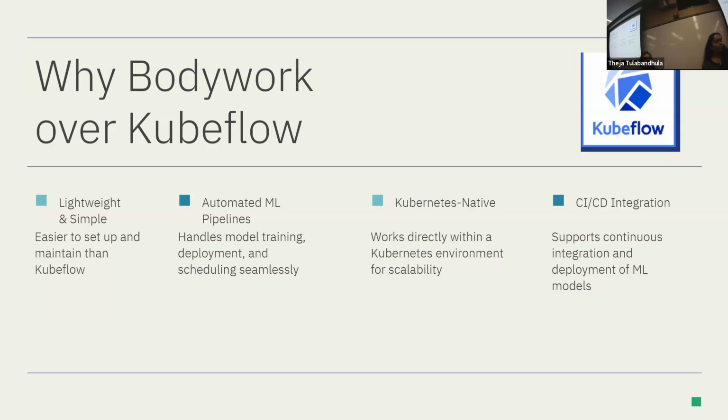BW is also designed to work well with CI/CD pipelines, meaning it can automatically update models whenever there's a new version. This ensures continuous improvement and reliability of ML models. So while Kubeflow is a great tool for large-scale ML workflows, BW is a lighter, simpler, and more efficient alternative.